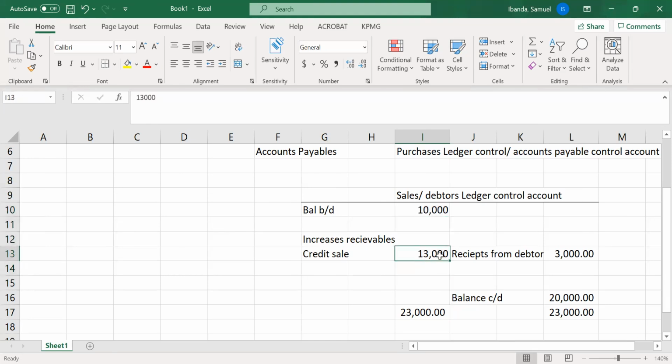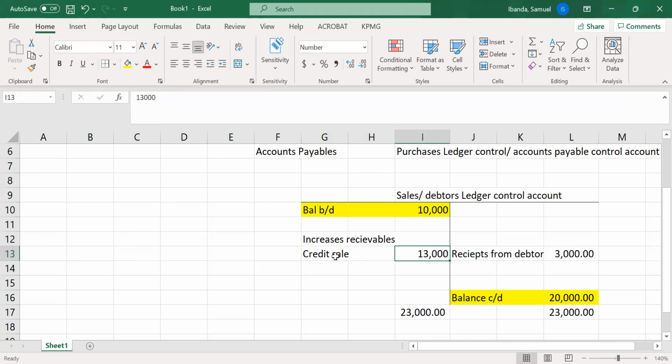Now some students make a mistake of again bringing a balance here, or balance carried down. You don't have to, because you already have these balances. The balances have already been catered for. So this difference that you get between the two sides is not again a balance brought down or balance carried down, to name it. It's the credit sales.